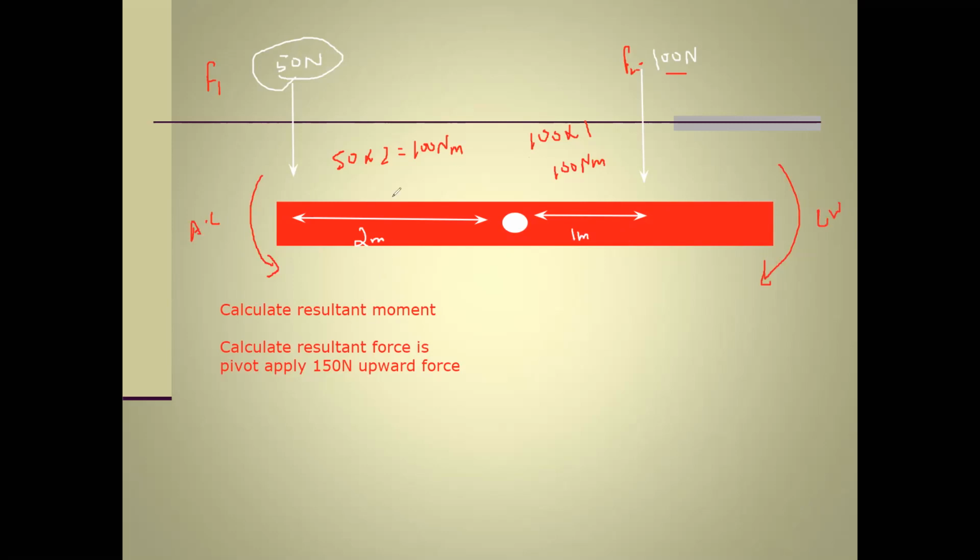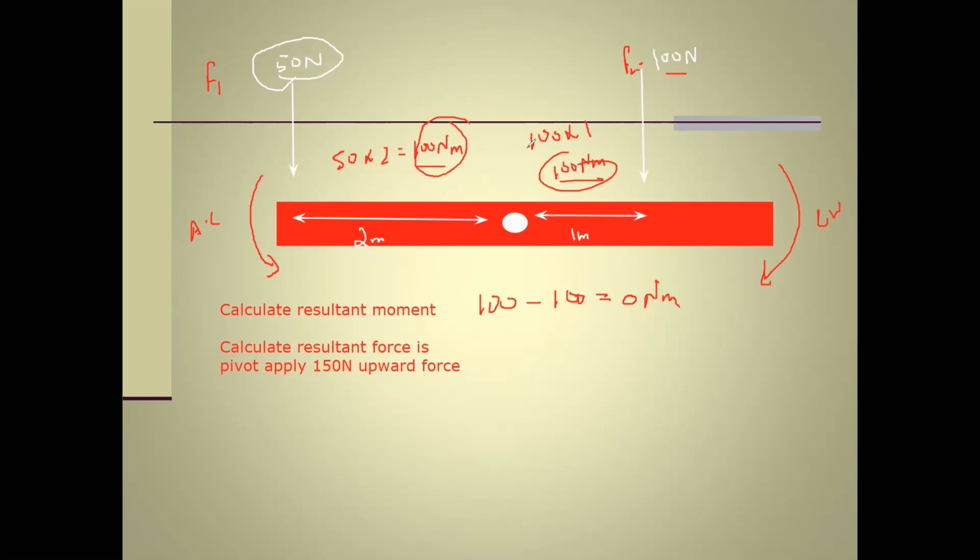If we need the resultant of these two moments, we'll subtract. The first one is causing 100 Newton meter clockwise, the second one is anti-clockwise. So to calculate the resultant, it will be 100 minus 100. So what will I get? I will get 0 Newton meter. 0 Newton meter means that this object will not rotate or it does not have any turning effect.